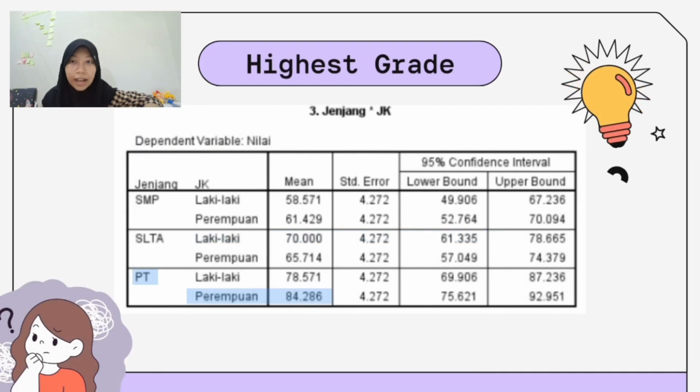And we can see the highest grade from the mean, and the highest grade is perguruan tinggi and the gender is girl, with the mean of 84.286.